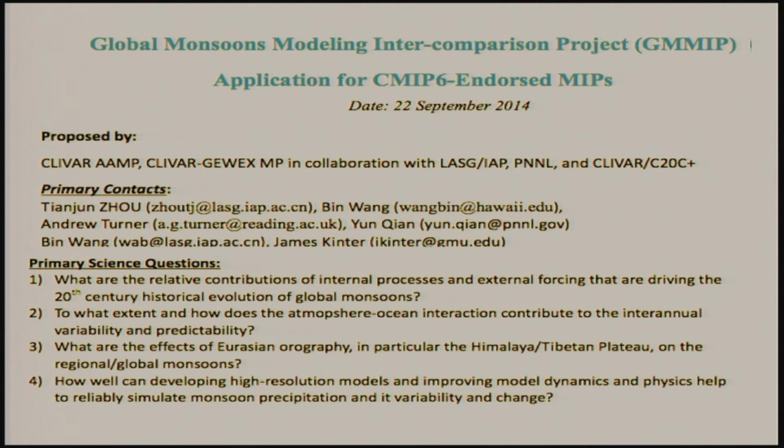The first scientific question I will leave here due to the time limit. I don't want to go into the detail. I would emphasize this: the first task is actually a joint activity with the high resolution MIP. Dr. Roberts just gave the talk yesterday.